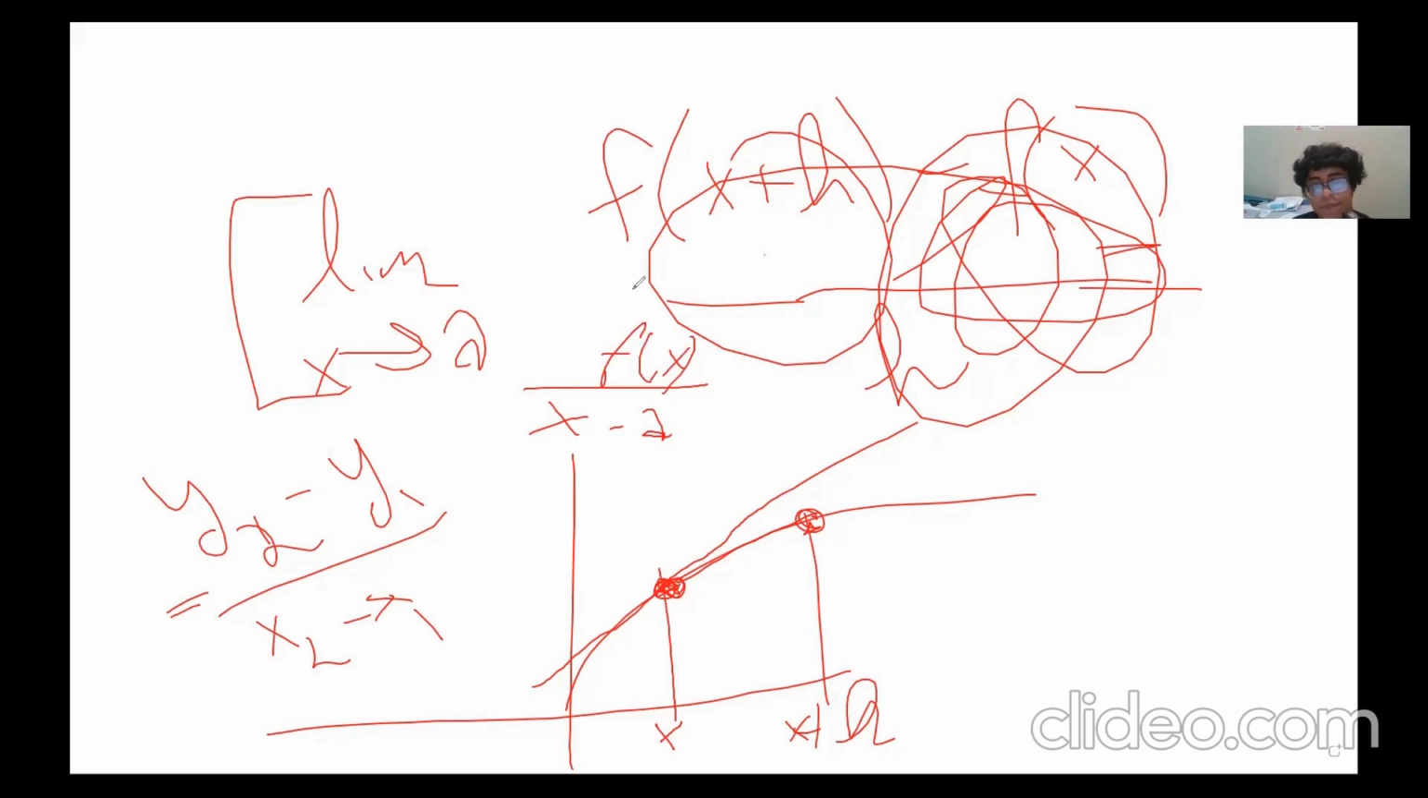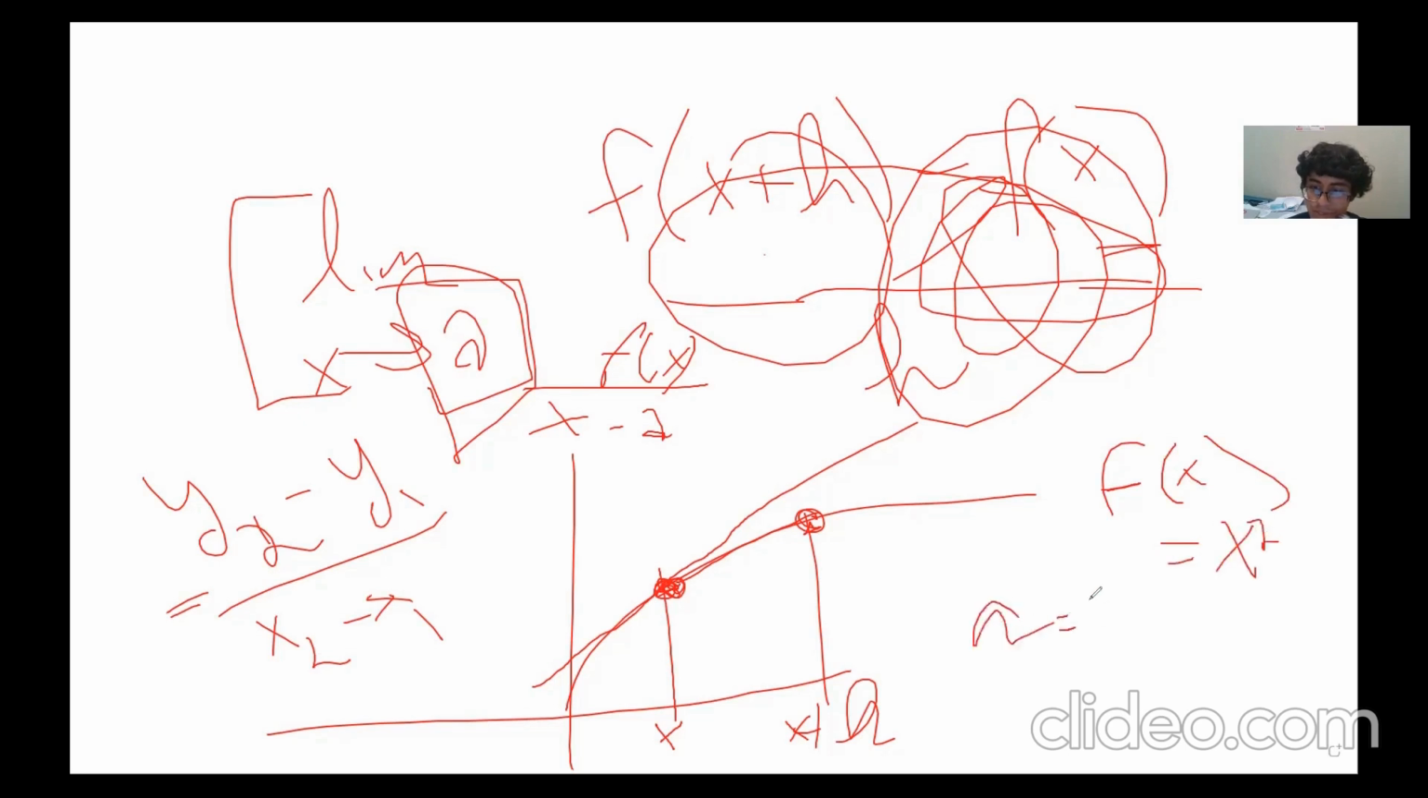Then you already know what the function is, and you know what the point is. The x value itself is just a. So you can just look at this limit definition and figure out that f of x is like x squared, and a is like 2. Well, then you know f prime of x at 2 is 4. It's very simple from there.